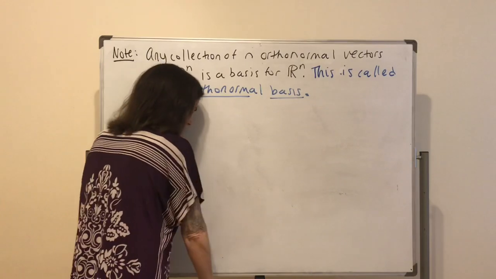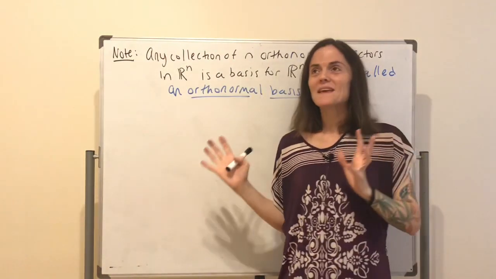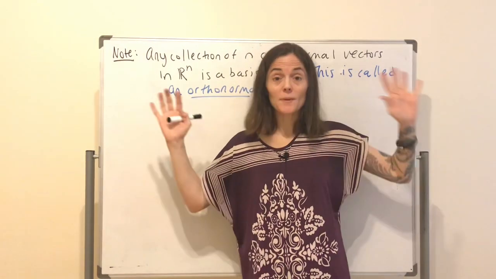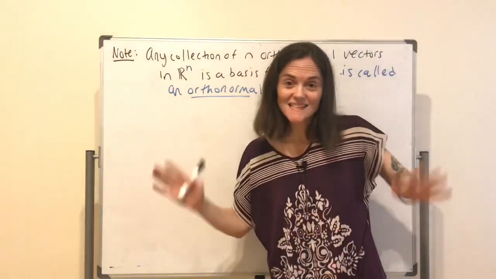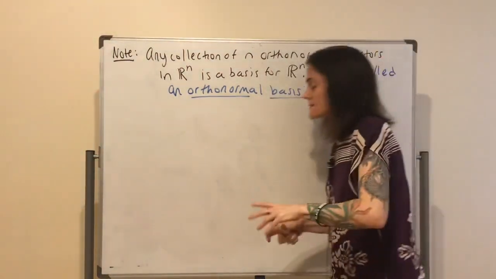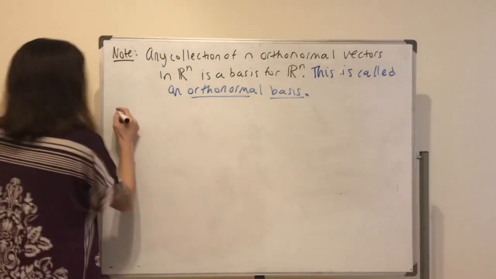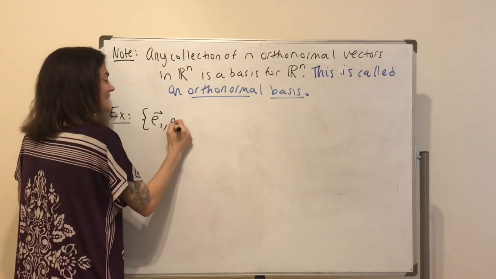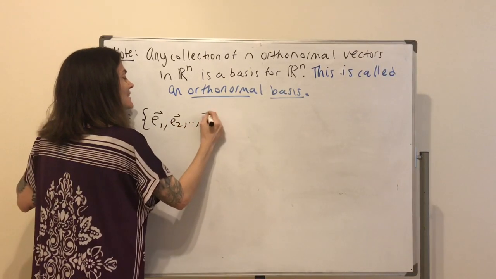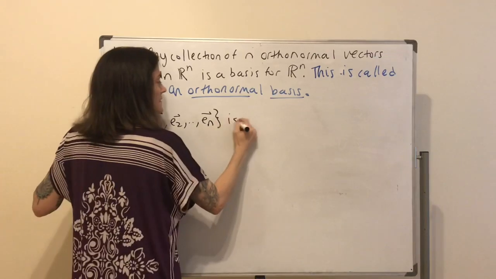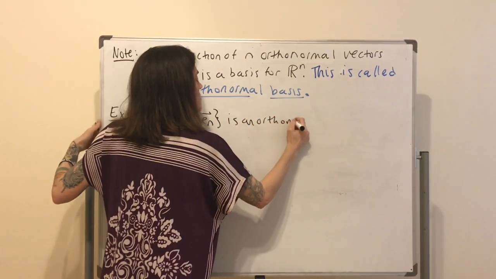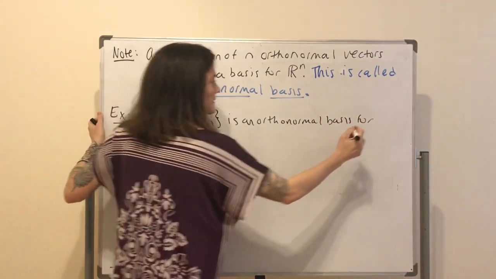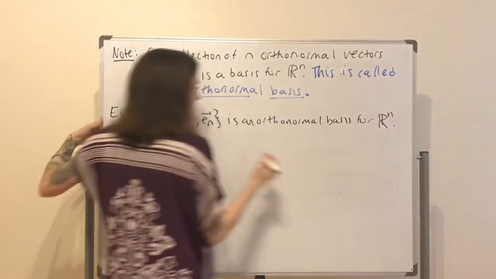Now these are very nice orthonormal bases. We are going to be working with that concept in the next couple of sections. Orthonormal bases are the nice bases that we like. For example, building on what I discussed earlier, this e1, e2 to en is an orthonormal basis for Rn.